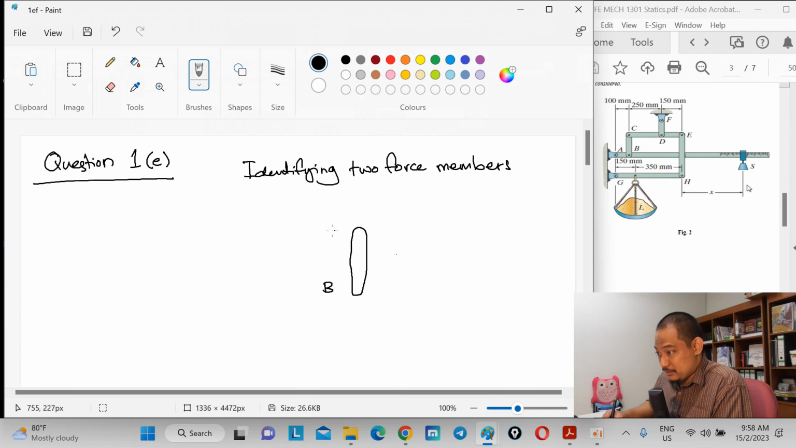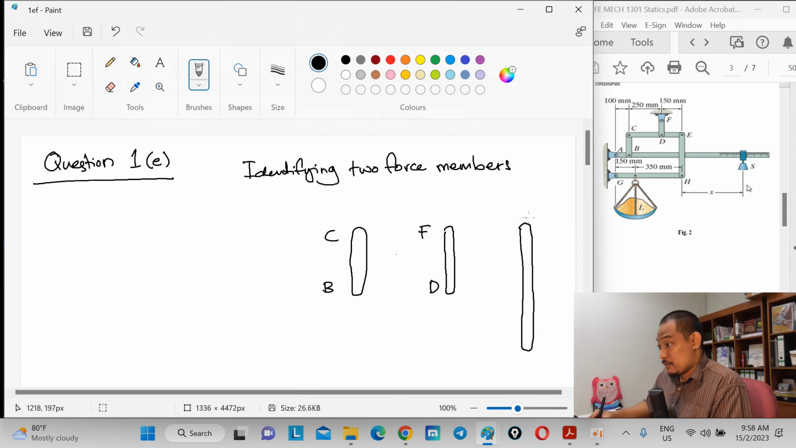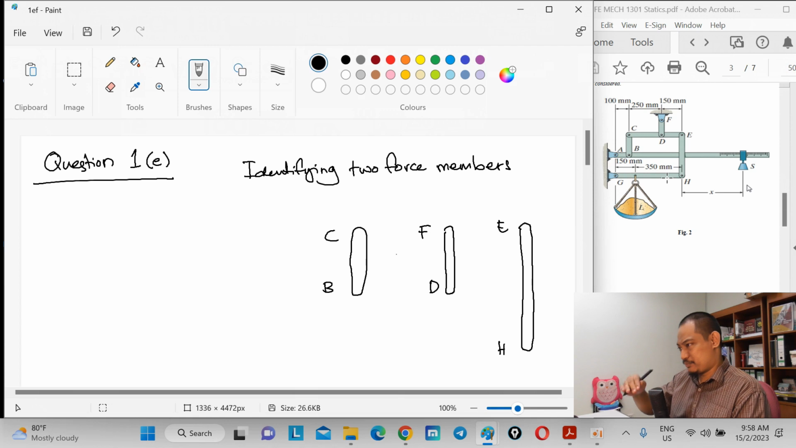BC, and then DF, and then EH. Now, when it is a two force member, it is either in tension or in compression. If you see how this logically works, there's a weight here that will pull it down. So this is most probably in tension, because the force is trying to spread it apart. Similar with this one, because everything is pulling downwards. So in that case, it's under tension, meaning it's being stretched.